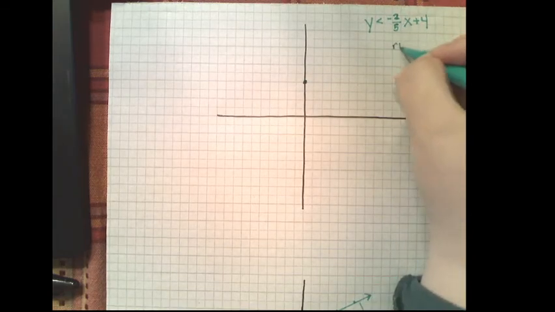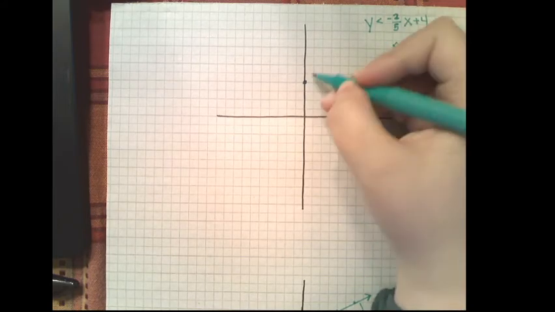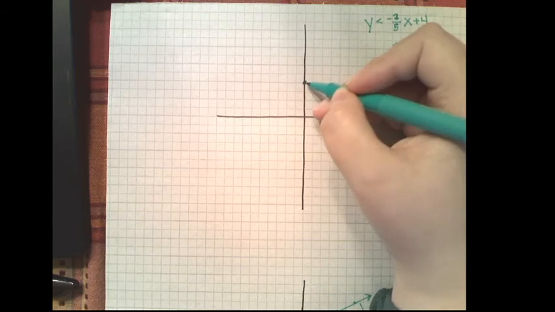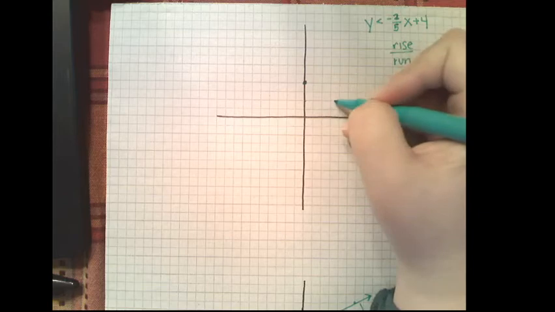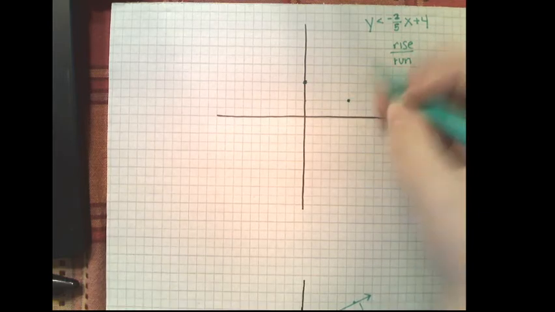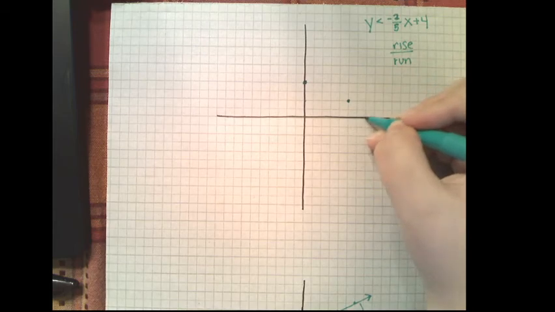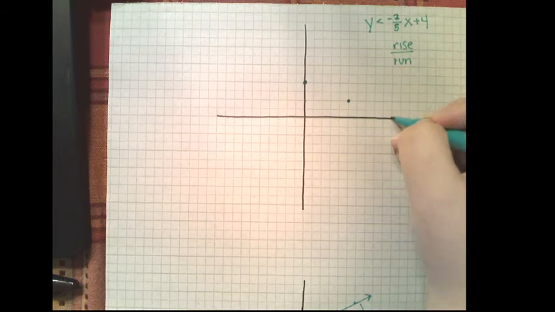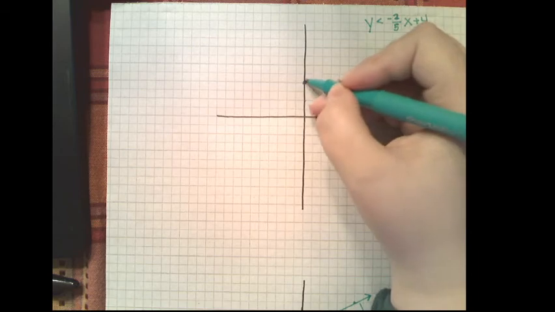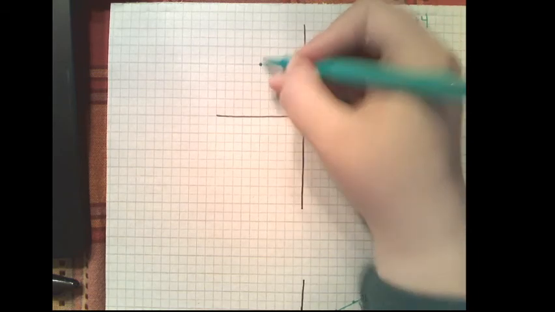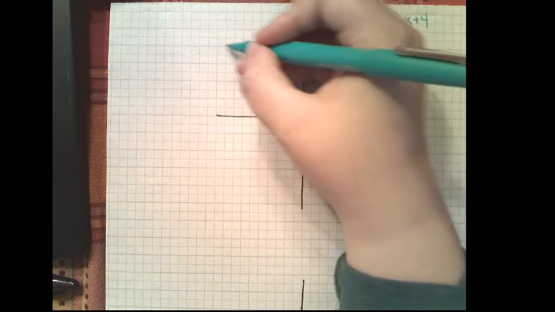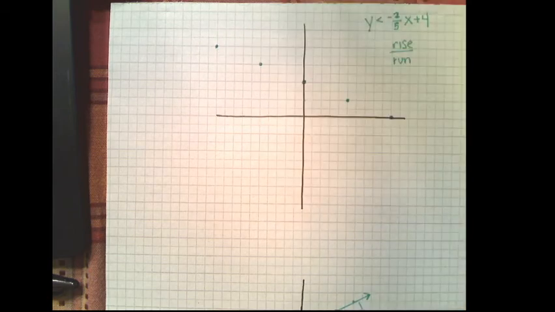So remember, rise over run. We are rising -2, so that means we're going down 2, running 5, and we always run right. 1, 2, 3, 4, 5. Down 2 over 5, and then I can go the opposite way. Up to the left, 1, 2, 3, 4, 5. Now I have enough points.